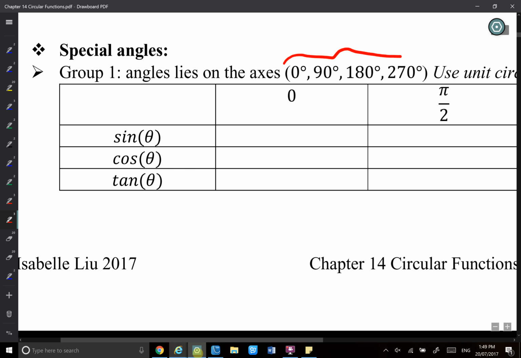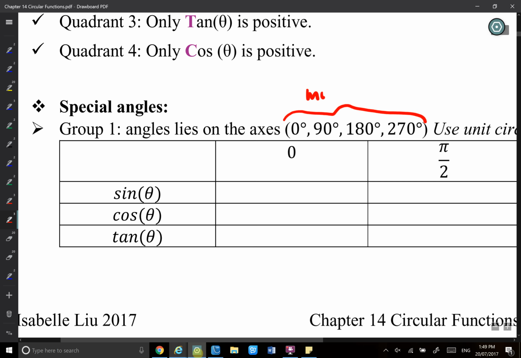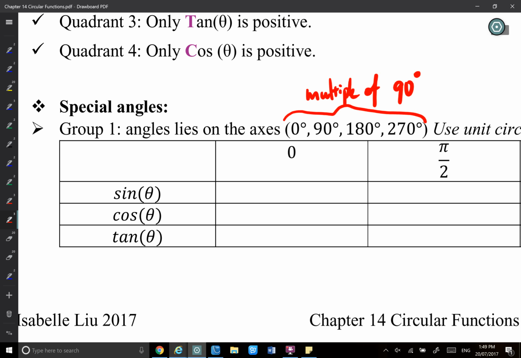I can generalize that to say multiples of 90 degrees. It's a multiple of 90 degrees. Can you think about the position of those angle lines? Can you tell me where they are? Think about the position of them on the Cartesian plane. Where are they? All the axes, okay? X-axis or Y-axis. So all these angles are on the axes.